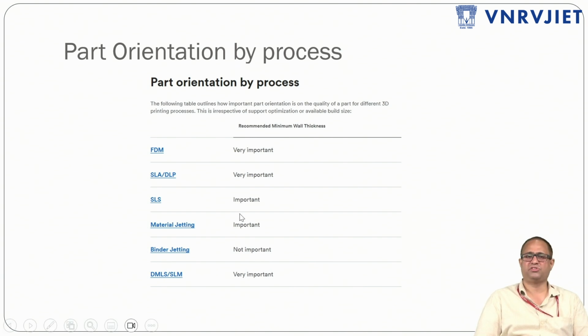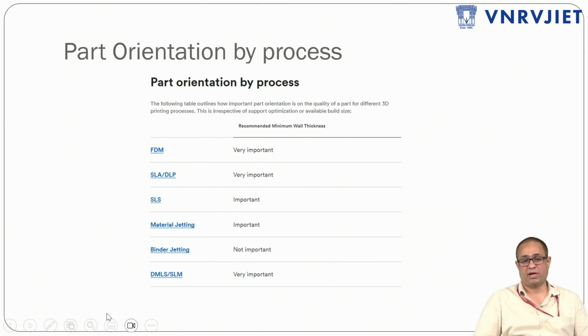FDM, fused deposition modeling or material extrusion, is very important. For SLA or DLP, part orientation is also very important. And SLS, selective laser sintering, is also very important, followed by material jetting, which is also quite important in the case of part orientation. But binder jetting is powder based, so unbound powder can act as the support. In these cases, part orientation doesn't play much of an important role.